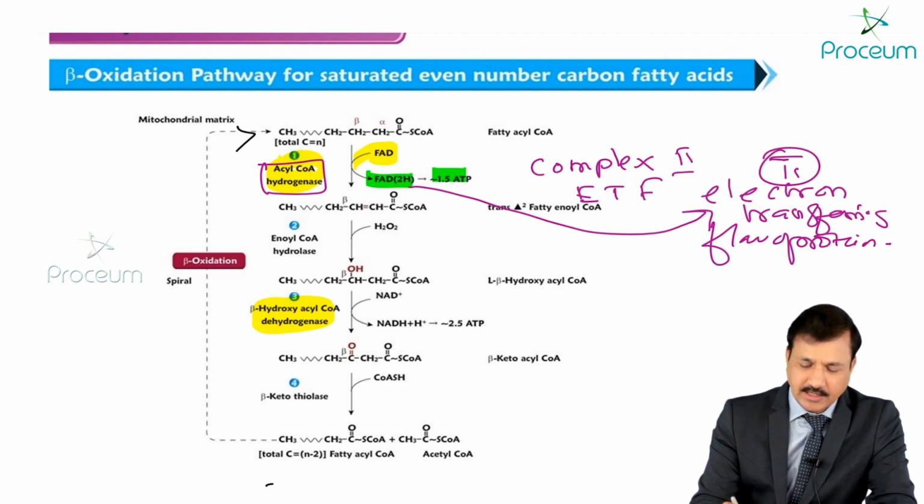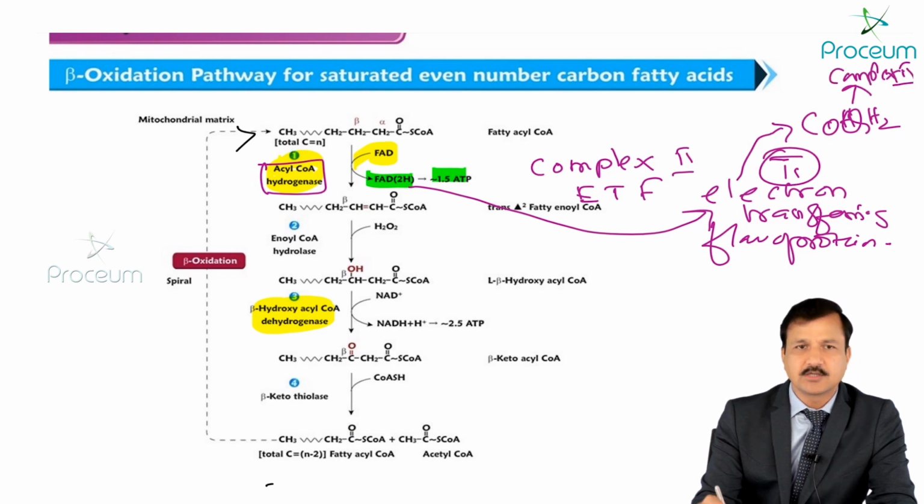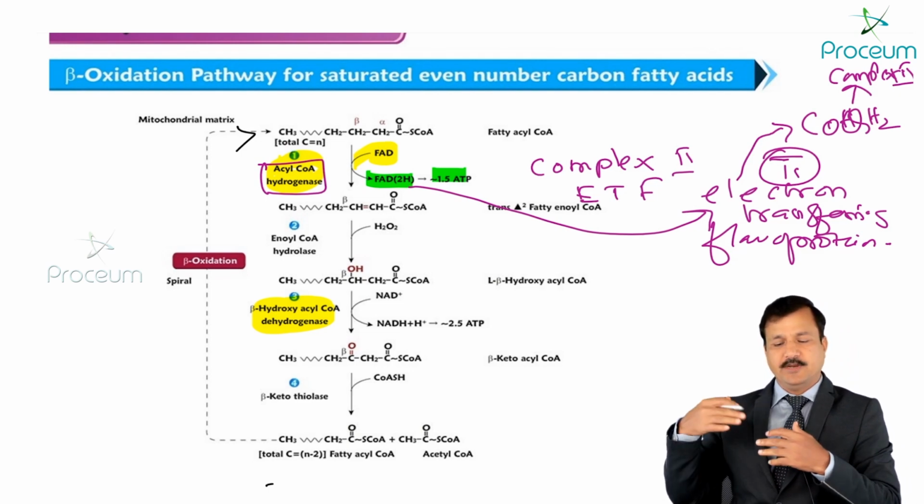So FADH2 getting in there, and the electrons and protons are given to coenzyme Q, which will be converted into CoQH2, and then from CoQH2 electrons and protons will be given to complex 3, and like this they will be in the electron transport chain. So protons and electrons will be transported.